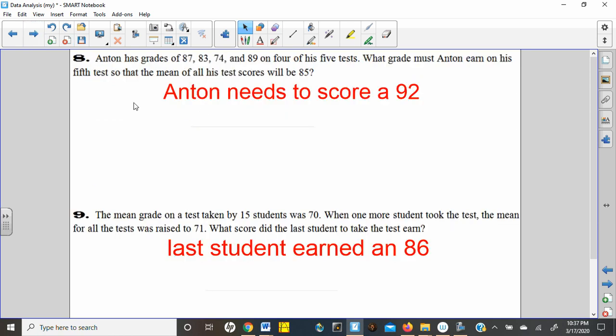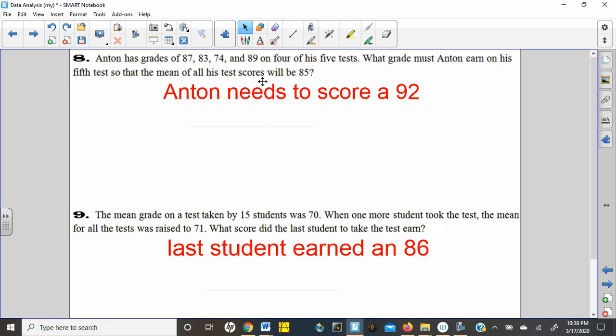Number 8 is one of the first of many problems where we're just going to set up an equation and solve for a variable. We have Anton, who has 4 grades, and we know that his total average was 85. We want to know what his missing score was, okay?